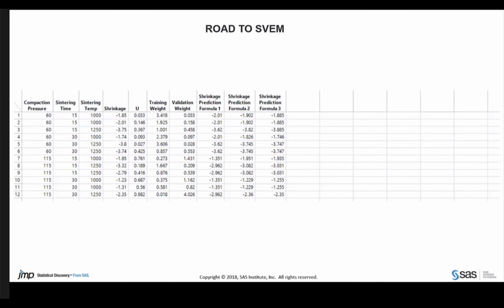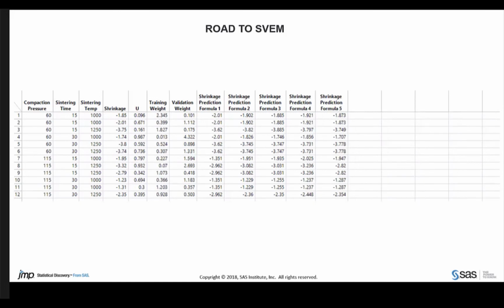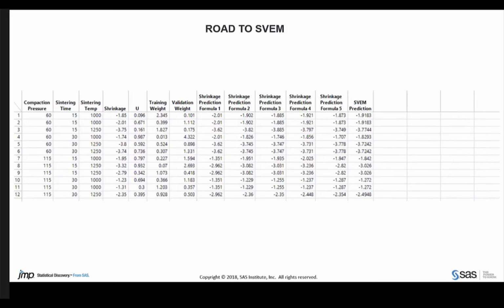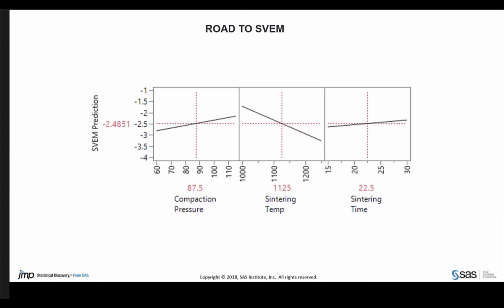Then we do it again and again and again. Ultimately, we might do this 250 times. We create a new formula that's the average across all of our auto-validated forward-selected models. And we have our S-VEM prediction model, which we can then go into the jump profiler to use to actually optimize our process.